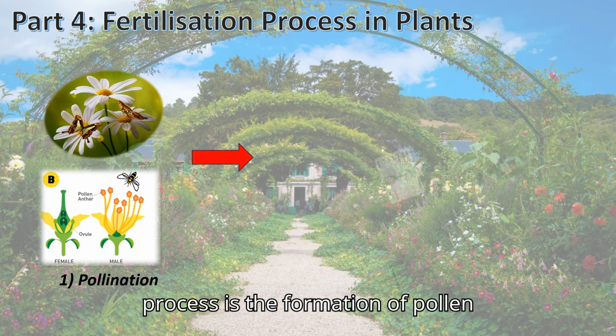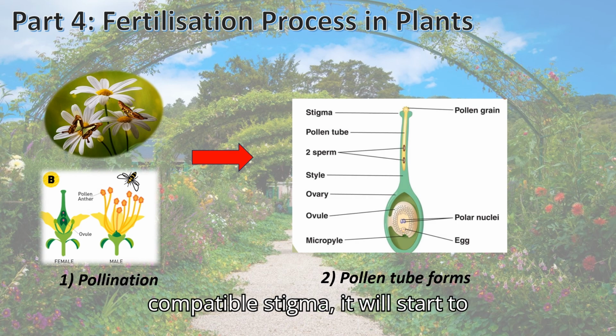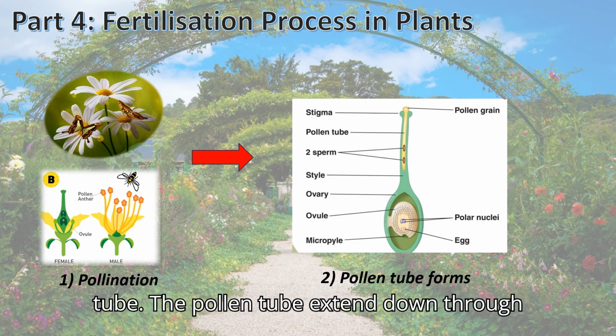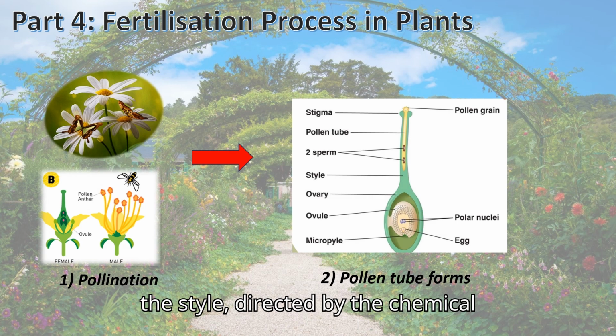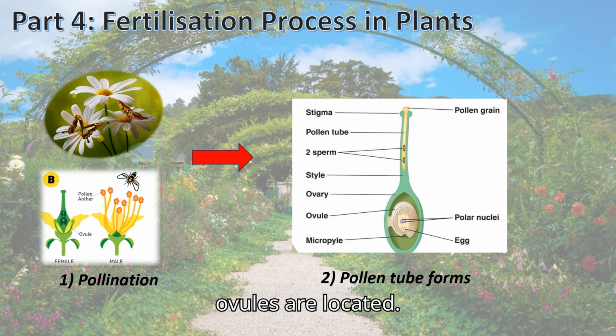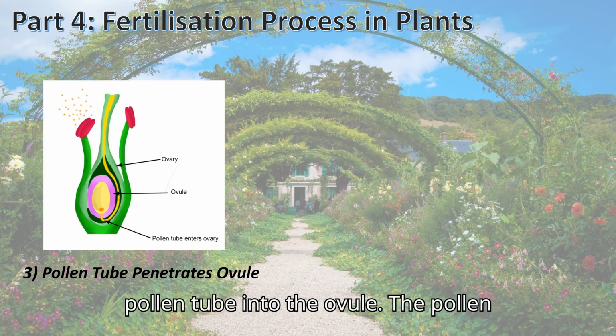Second process is the formation of pollen tube. Once a pollen grain lands on a compatible stigma, it will start to germinate and start growing a pollen tube. The pollen tube extends down through the style directed by the chemical signals towards the ovary where the ovules are located. The third process is the penetration of pollen tube into the ovule.